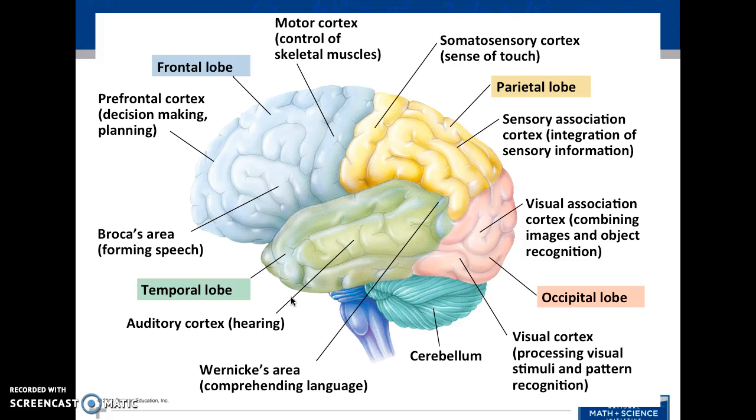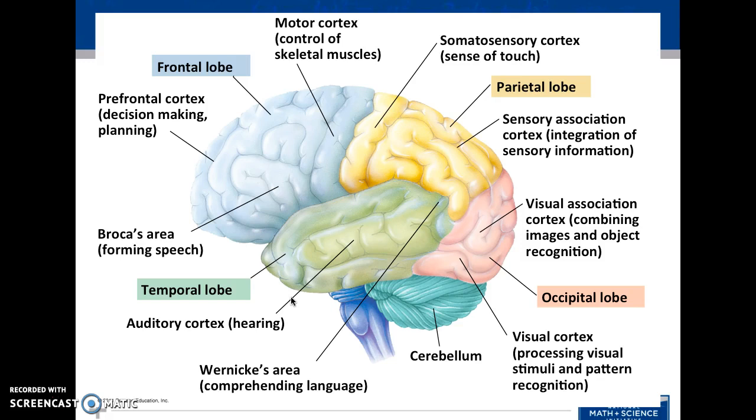Cerebellum, we'll talk about a little bit more. The temporal lobe deals with auditory hearing, essentially. Two interesting areas that we should know: Wernicke's area is comprehending language. Broca's area is forming speech.